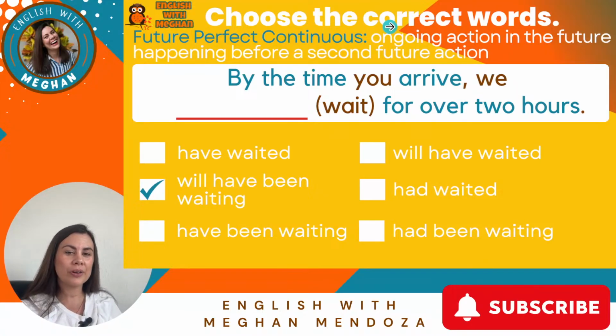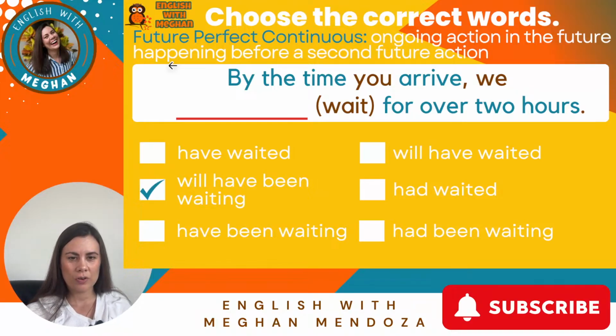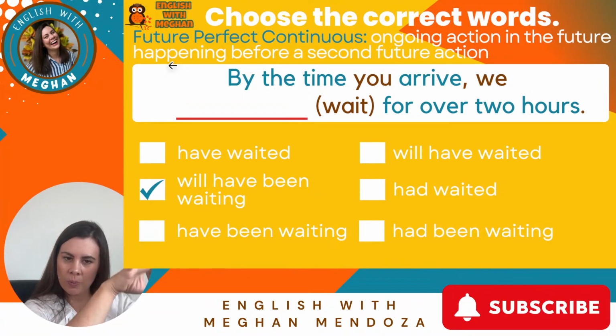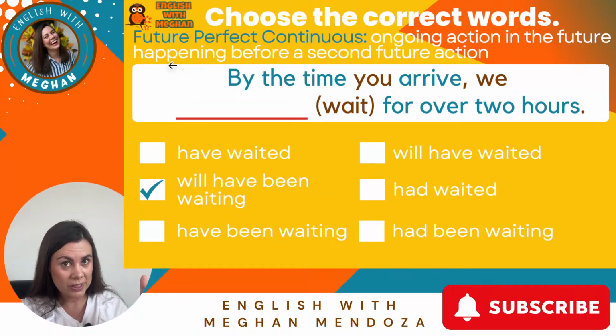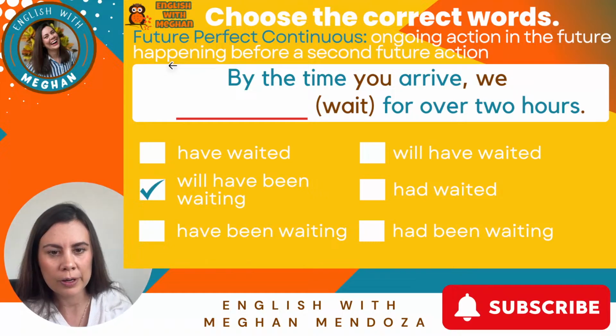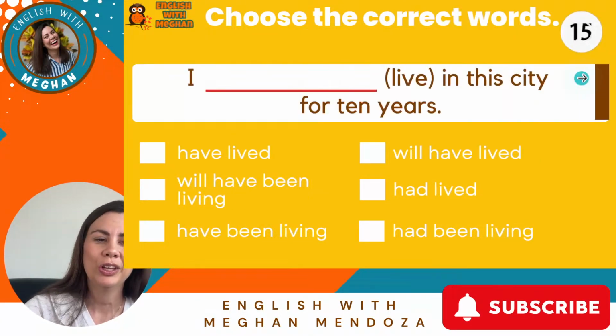So we have ongoing action in the future happening before a second action in the future, right? So we are waiting for 2 hours. 2 hours is done. You arrive, but we're still waiting for maybe a train or something. Okay? Good.